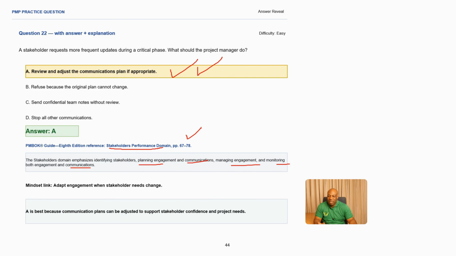So what is the mindset that you use when you're eliminating some of these answers? You need to adapt engagement when stakeholder needs change. Stakeholders change throughout the project, and their needs also change throughout the project. So you have to make sure that you're adapting to that, making A the best answer, because communication plans can be adjusted to support stakeholder confidence and project needs.